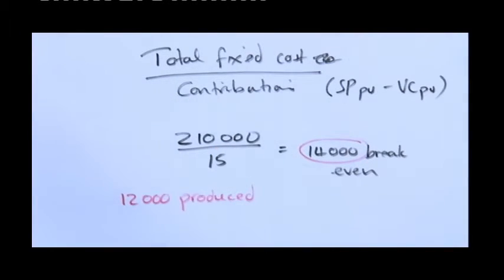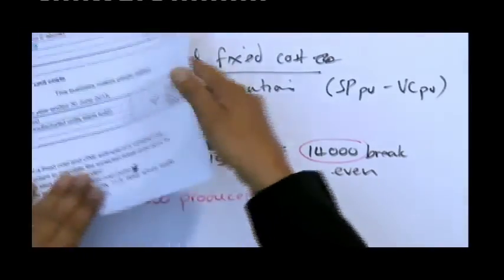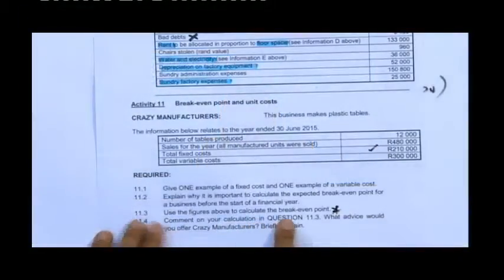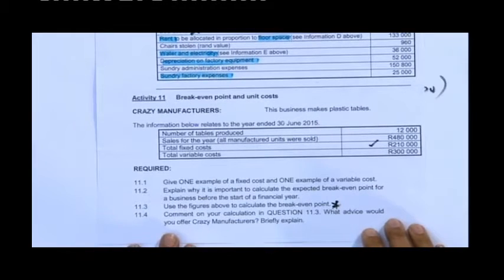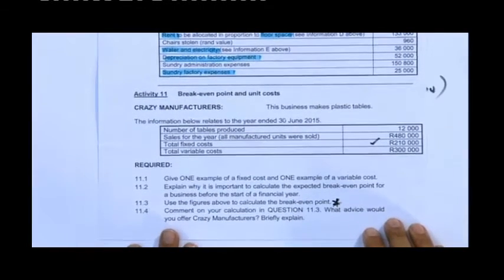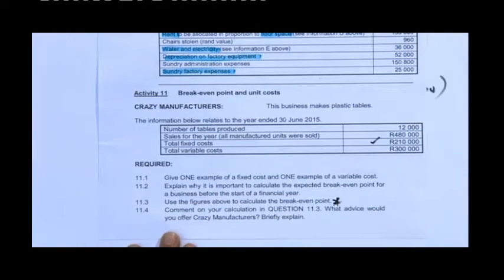Let's look at the questions that they will ask around that. Now they'll say, comment on your calculation in 11.3. What advice would you offer crazy manufacturers? Explain briefly. Now there's all sorts of information and answers that you can give them.